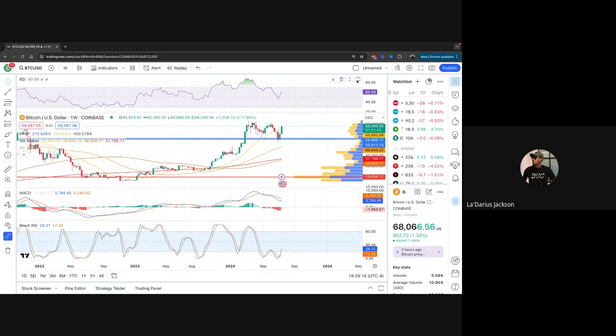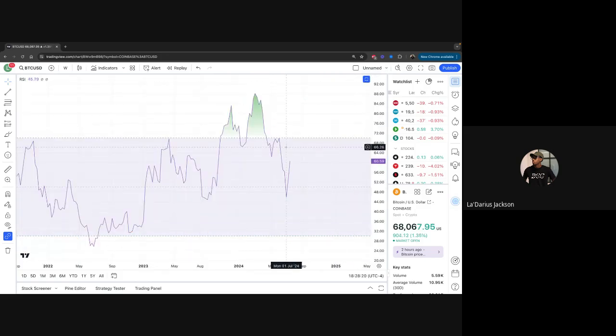All right, let's focus on this indicator only. All right, so this is the RSI. Well, first, we're looking at the weekly time frame. Let me walk it back. So the asset that we're looking at is Bitcoin.